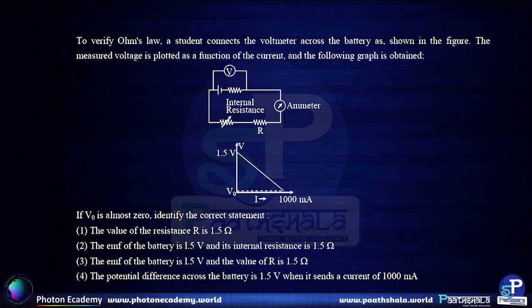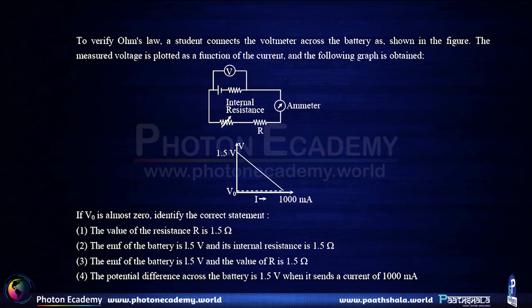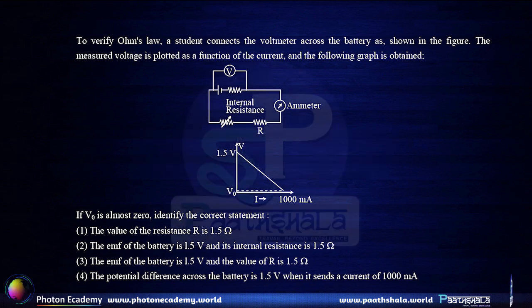The third option says the EMF of the battery is 1.5 volt and the value of capital R is 1.5 ohms. This option is partially correct because the EMF of the battery is indeed 1.5 volt, but the value of capital R is not 1.5 ohms, it is 0 ohms.